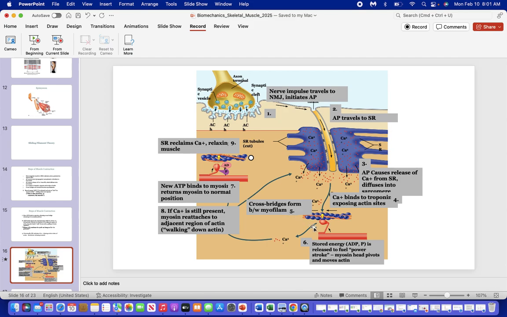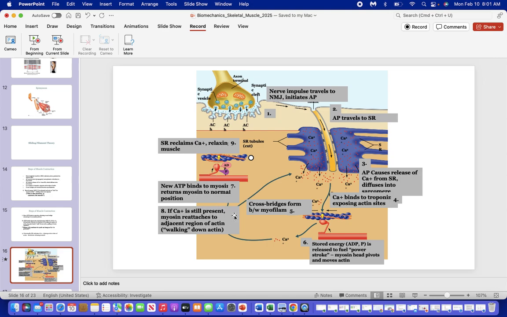The released energy causes the myosin heads to rotate and pull the thin filaments inward, sliding past the thick filaments and shortening the sarcomere. The stored energy is released and acts as the fuel for the power stroke. Again, that's what shortens or contracts the muscle. Okay. New ATP binds to myosin, releasing the cross bridge, returning it to a normal position. ATP breaks down into stored energy.